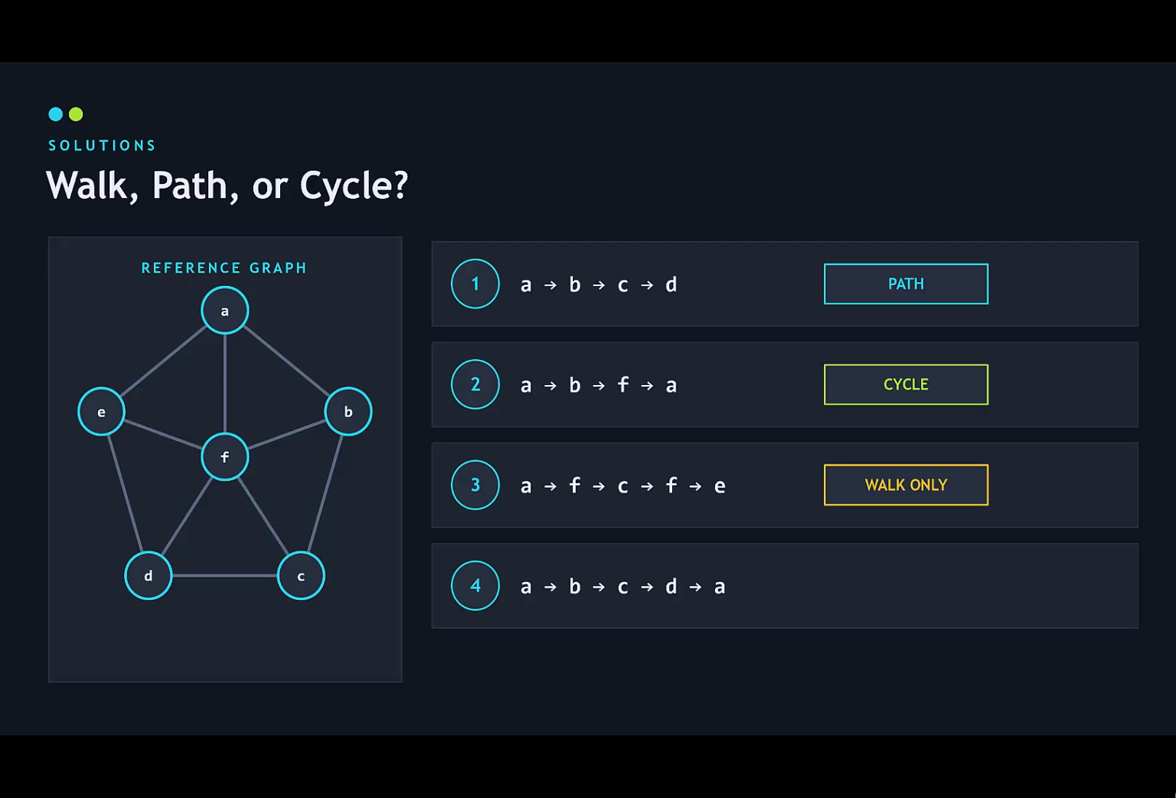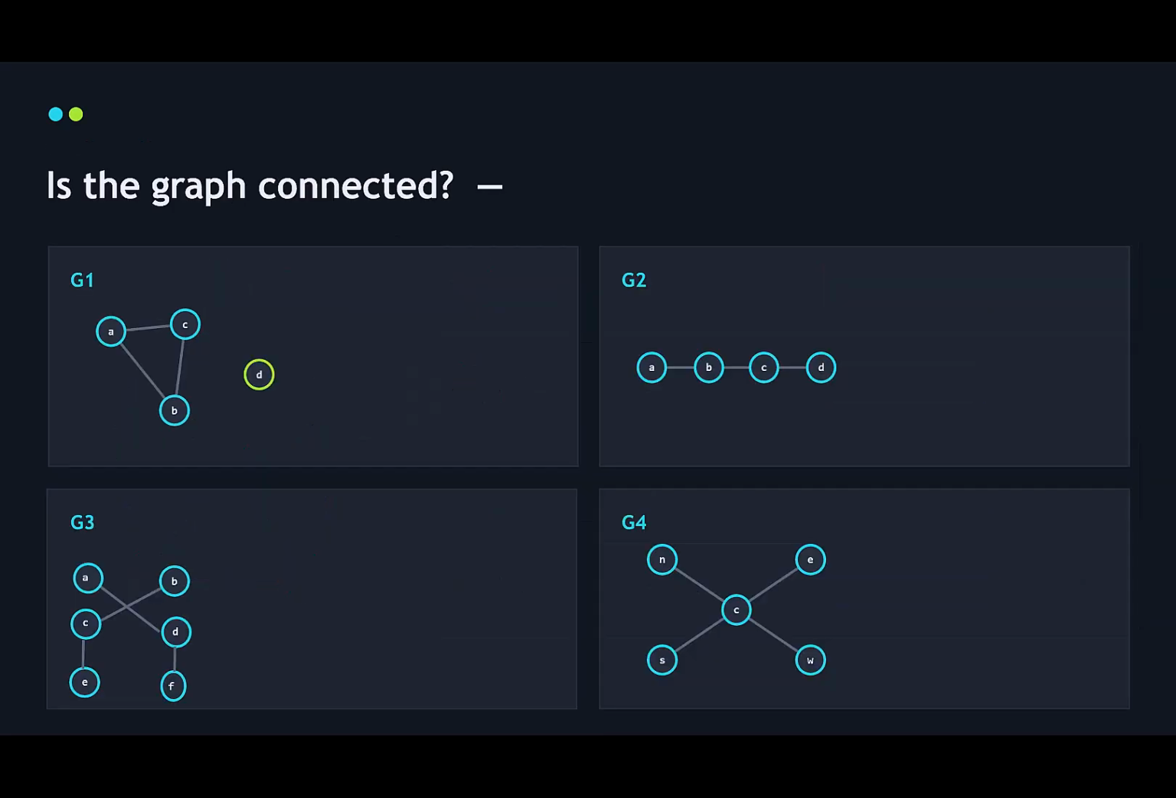Our last one says A, B, C, D, A. So we're going A to B, B to C, C to D, but we don't have an edge from D to A. In fact, D and A are not adjacent. That says this is none of these. It's not a walk, it's not a path, it's not a cycle because it's a sequence of edges that's not connected. Let's take a look at a few graphs and decide if they're connected.